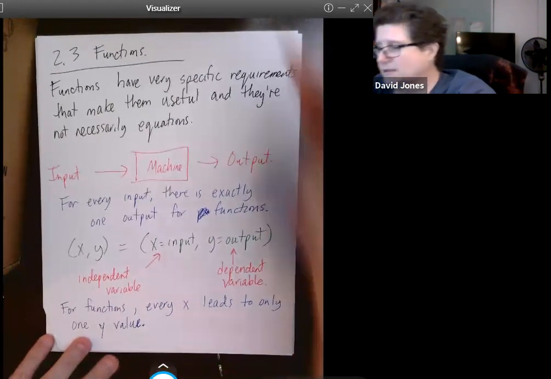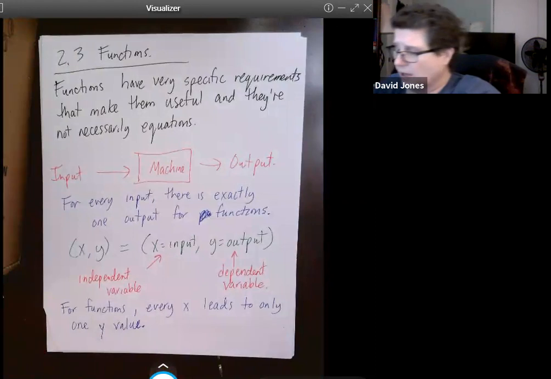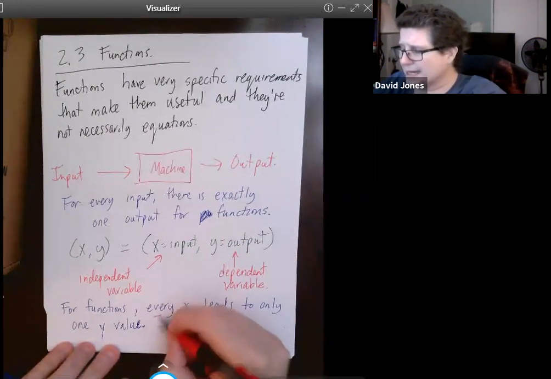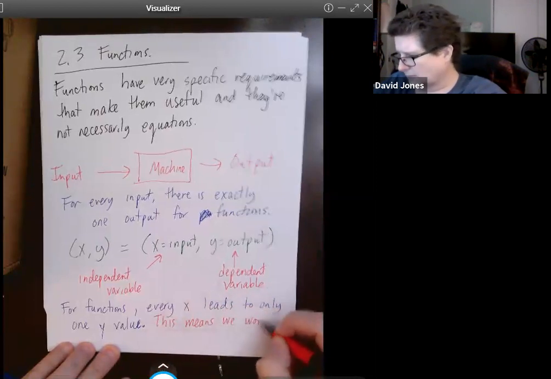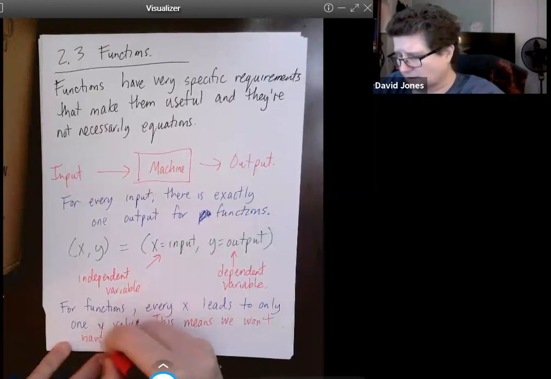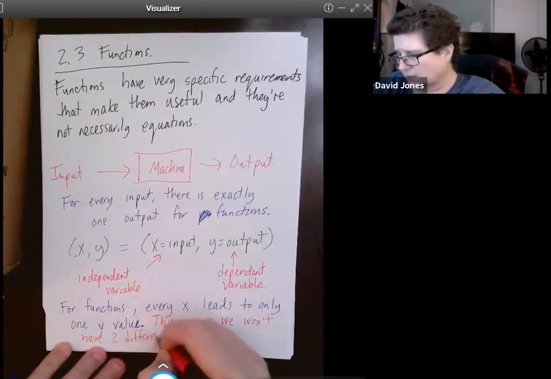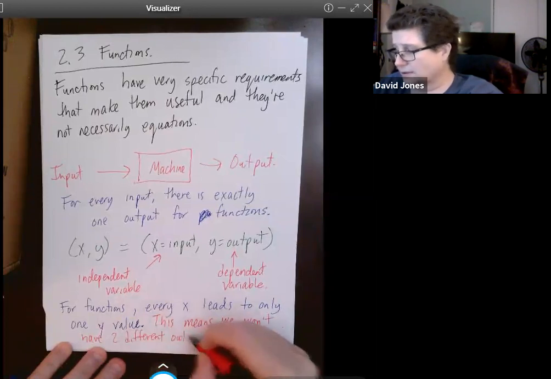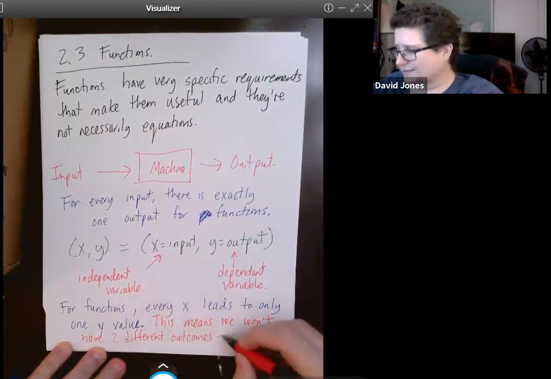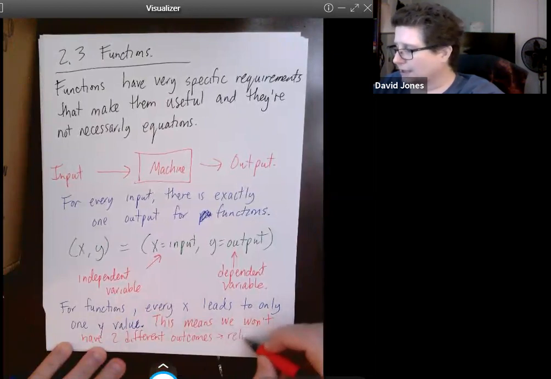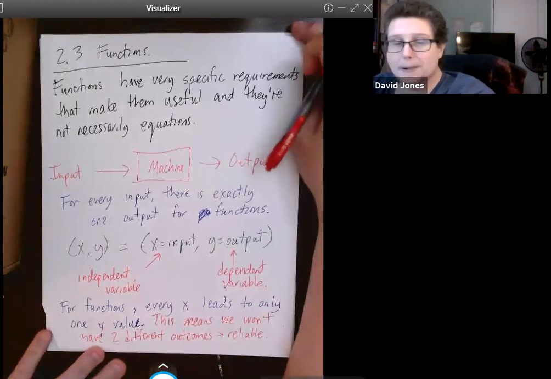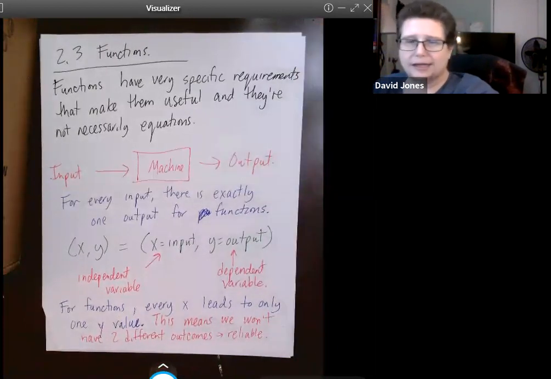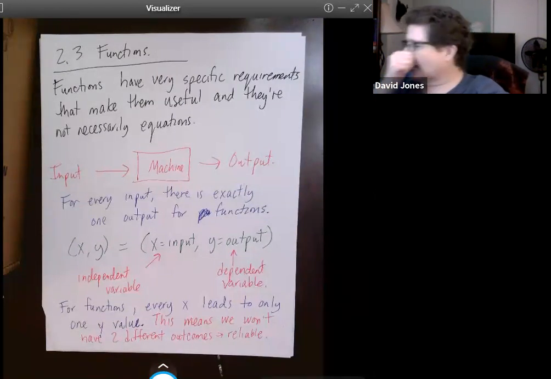And this can be very, very useful. This means we won't have two different outcomes, or more outcomes, which makes it reliable. I know if I stick in a number, whatever number I get out is the correct number. If it's got more than one output and I stick in the number, do I get the output I want? I don't know. So that's the idea of a function.